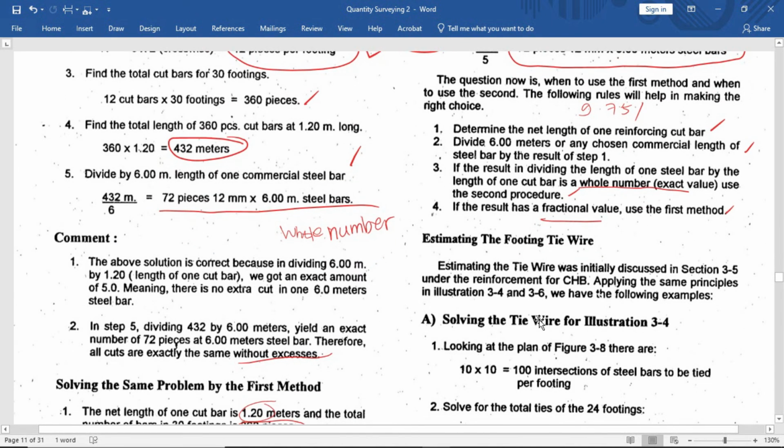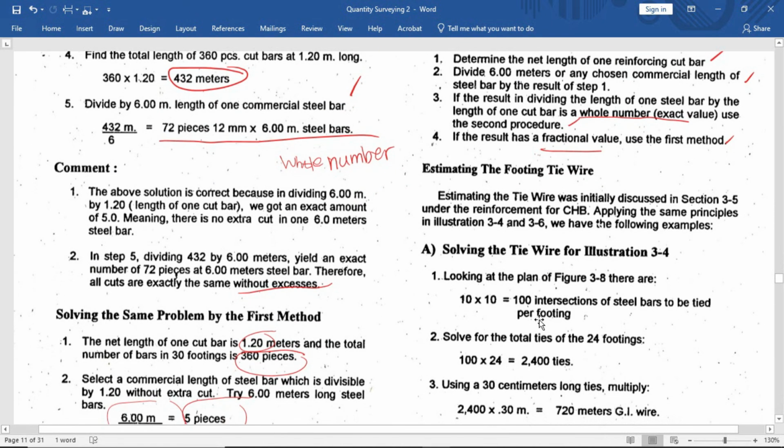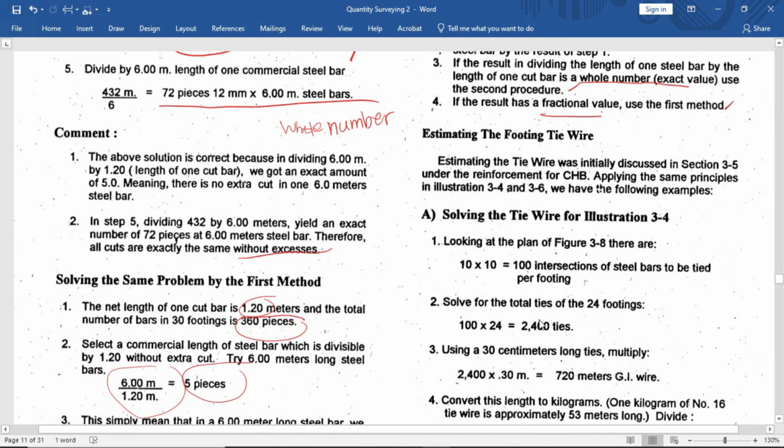So, next problem sa next video natin is estimating the footing tie wire.